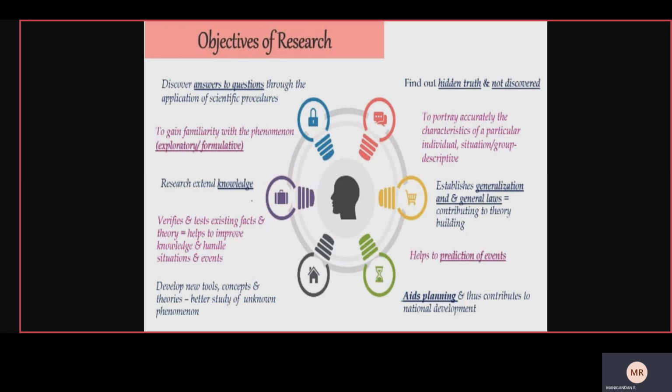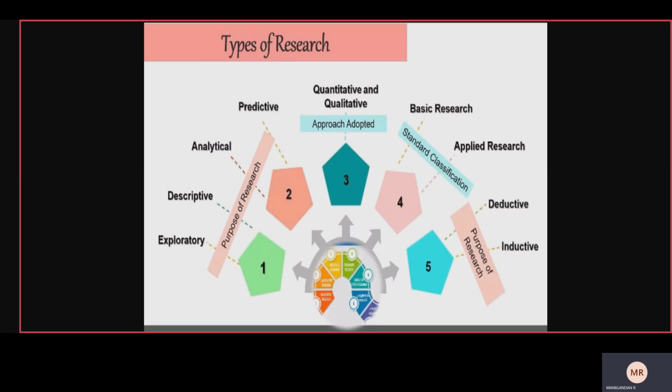And the types of research. Based on the purpose of the research: exploratory, descriptive, analytical, and predictive. Based on approach: quantitative and qualitative. A standard classification: basic research and applied research. And based on the logic of the research: inductive and deductive. These are the types of research.